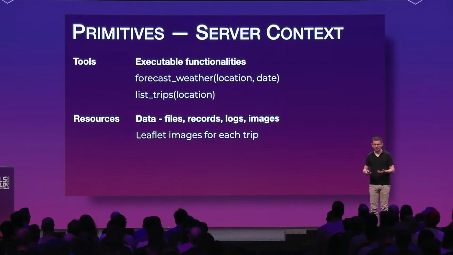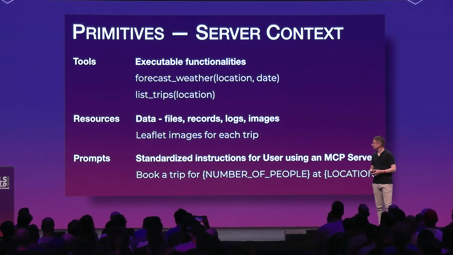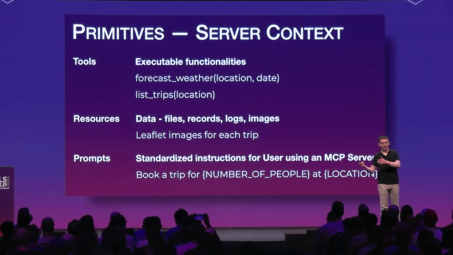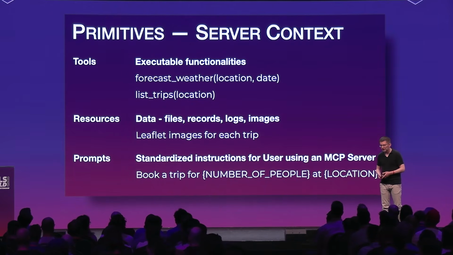The next primitives are resources, basically data, images, logs, entries, files, whatever is needed for this additional context for the LLM. And the last on this list are prompts. So those are standardized instructions which MCP hosts get from the server and show to the user. So a user can choose a kind of recipe part of conversation.